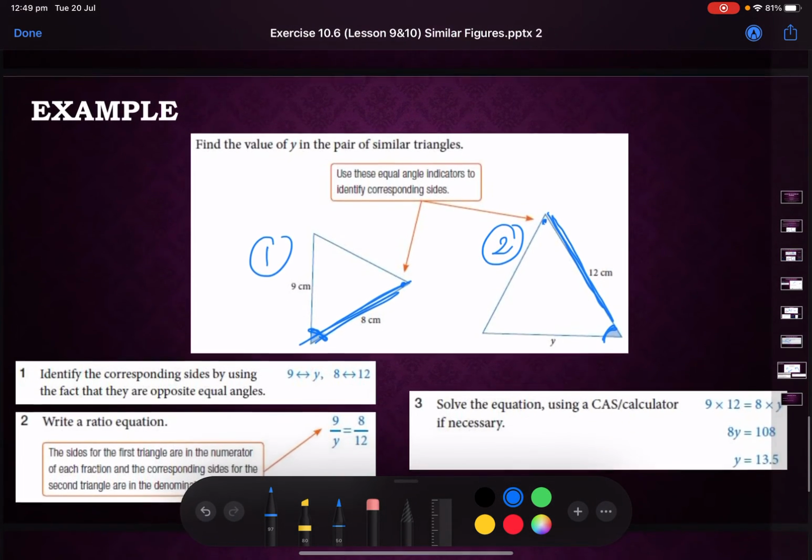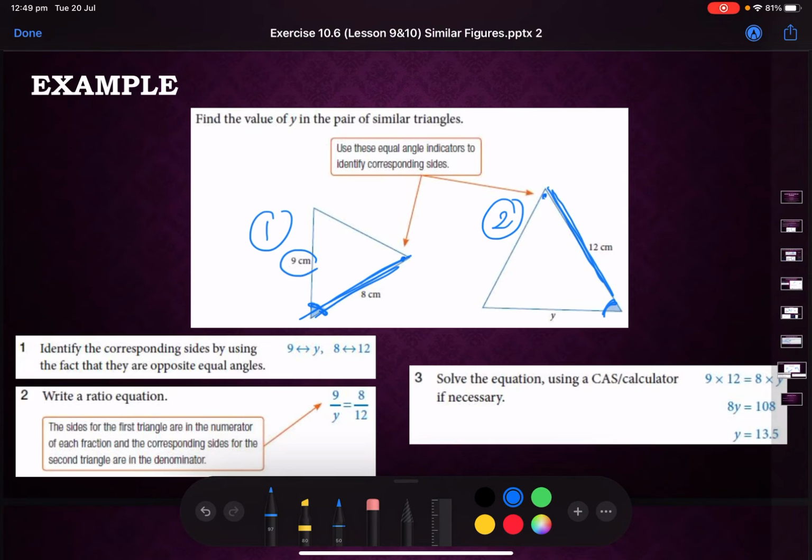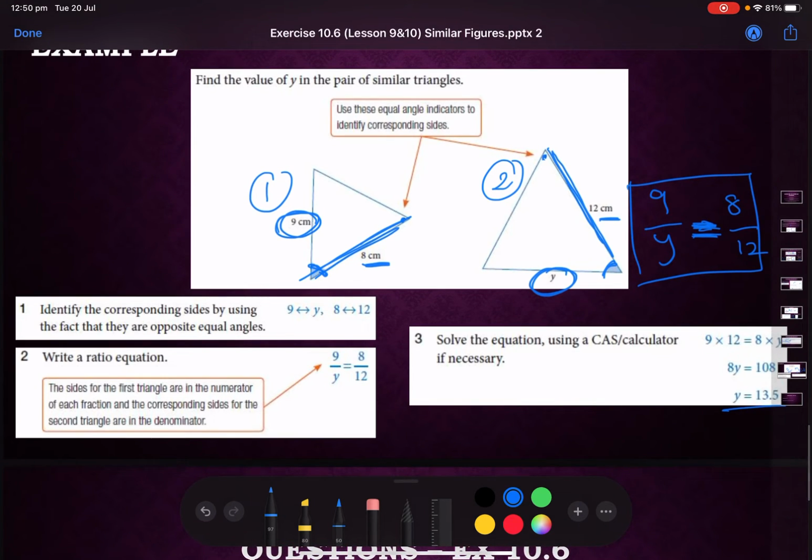So what we would do is say this 9 corresponds to this y, this 8 corresponds to this 12. So the way that you would write your ratio is 9 over y equals 8 over 12. That's meant to be an equal sign there. Using your solve function, you could end up with y equals 13.5. So we've been able to calculate the unknown.